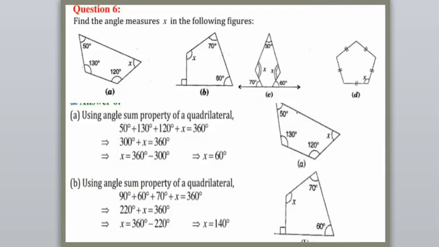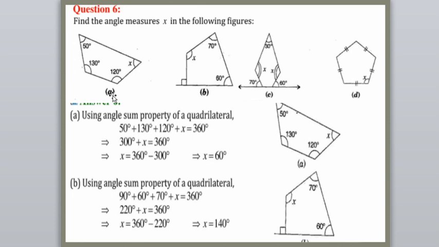So now the question number 6. First 5 questions are completed. Now this is the question number 6. Find the angle measure x in the following figure. Following figures are given in which we have to find out the measure of the unknown angle x, that is, we have to find the value of angle x.